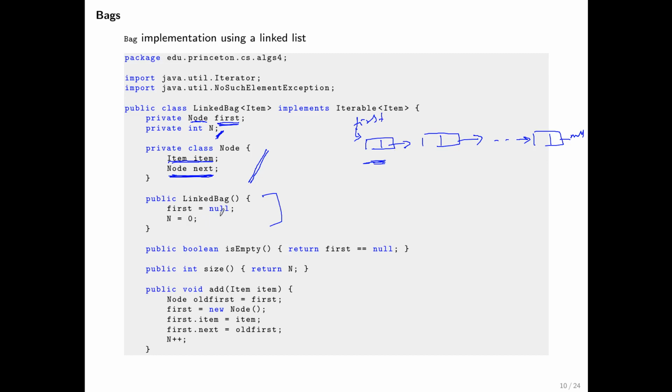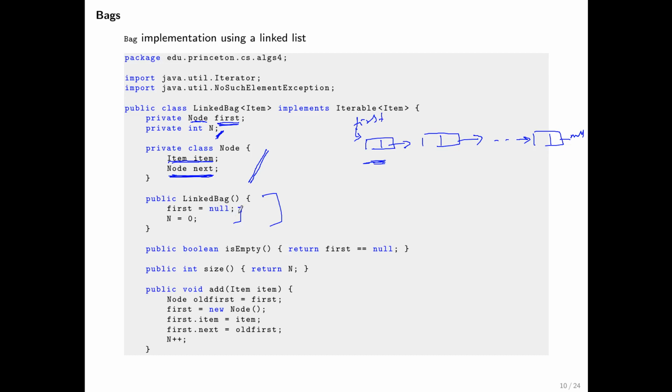Okay. Now notice that this code is completely unnecessary because when you declare these instance variables here, they take on precisely these initial values. First is an object, so it takes an initial value of null. And N is a primitive int, so it takes an initial value of 0. But it's always good to be explicit and explicitly make these initializations in the constructor.